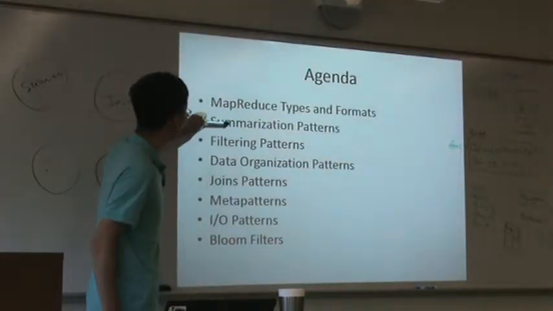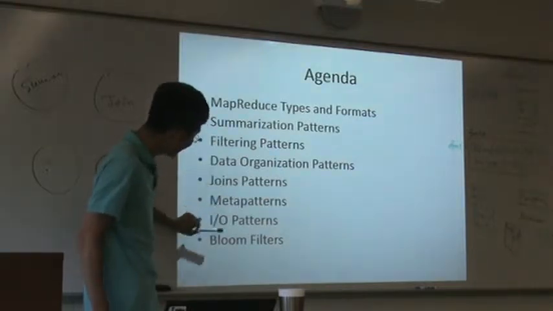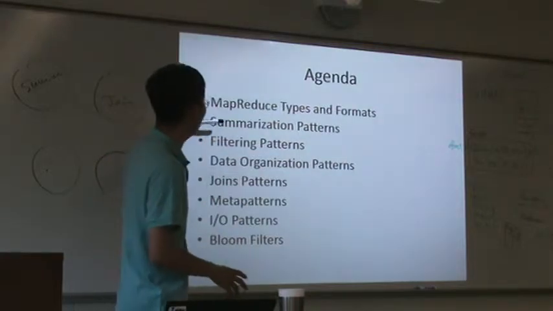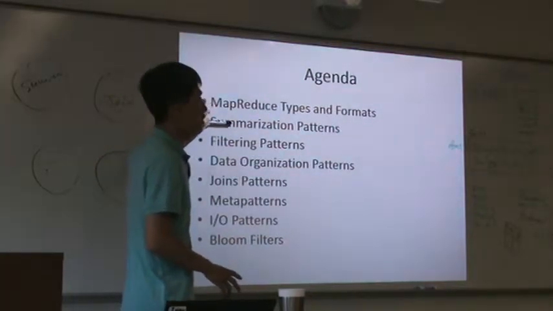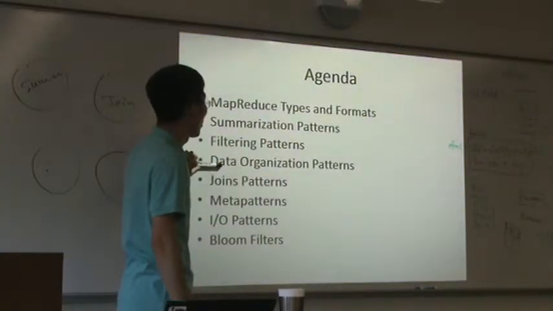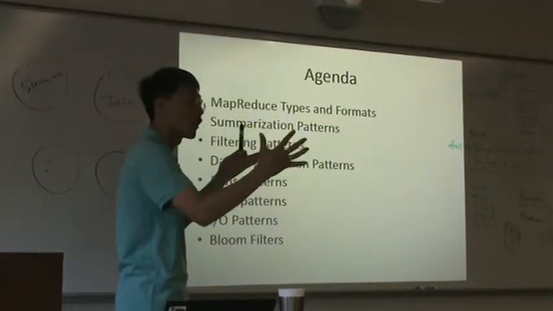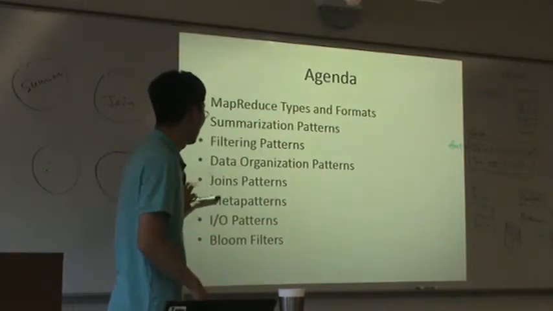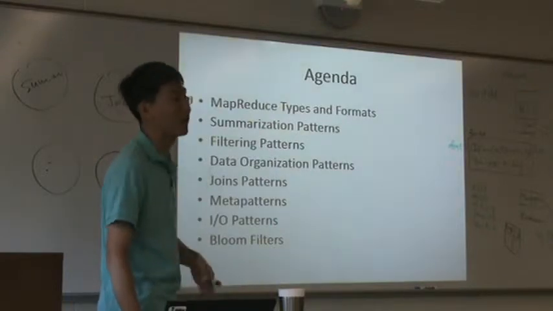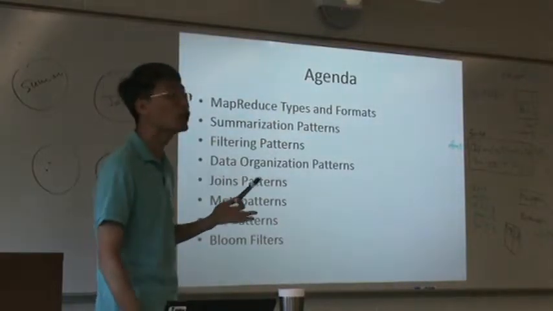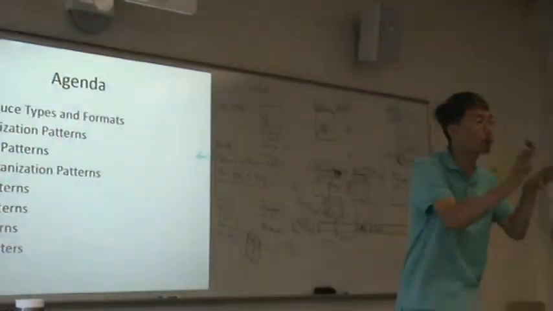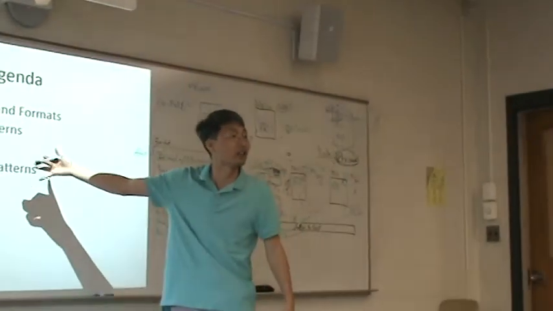There are 1, 2, 3, 4, 5, 6, 7 categories. It categorizes the whole map reduce programming by these. Word count is one of these: summation pattern and filtering, data organization pattern, join, and combining. And the meta pattern, IO pattern, and bloom filter. Many of them I'm not familiar with, but if you identify the pattern of your project, you can get more ideas from this.